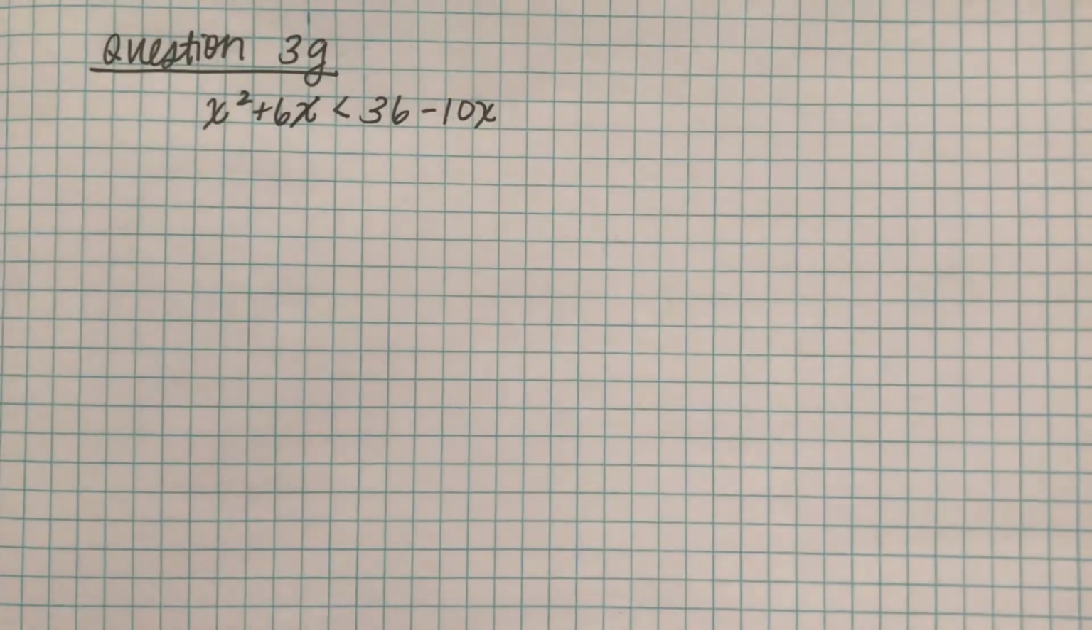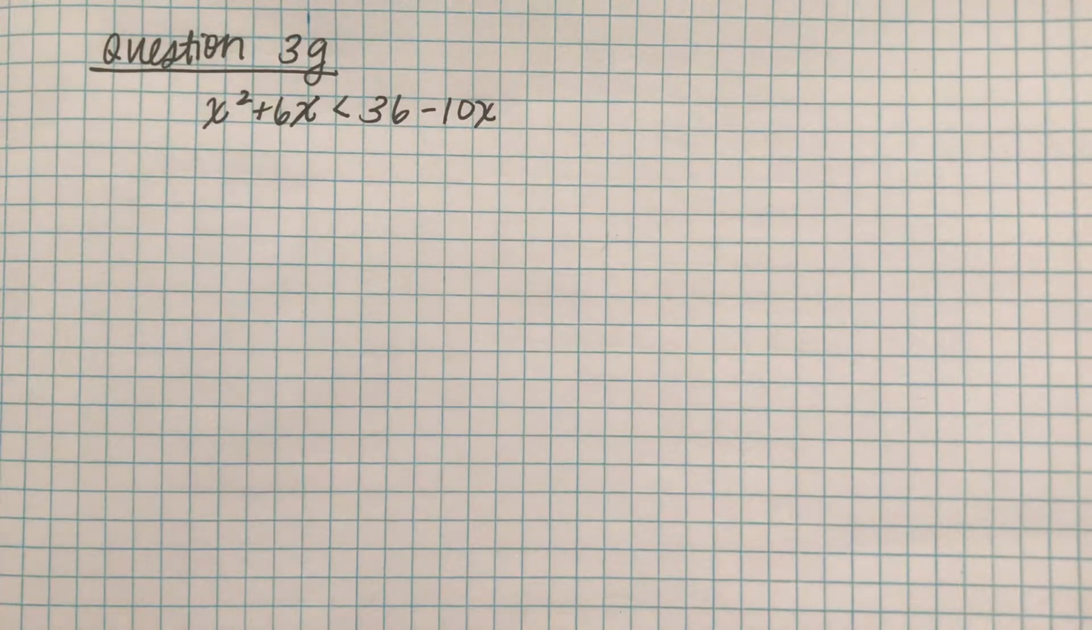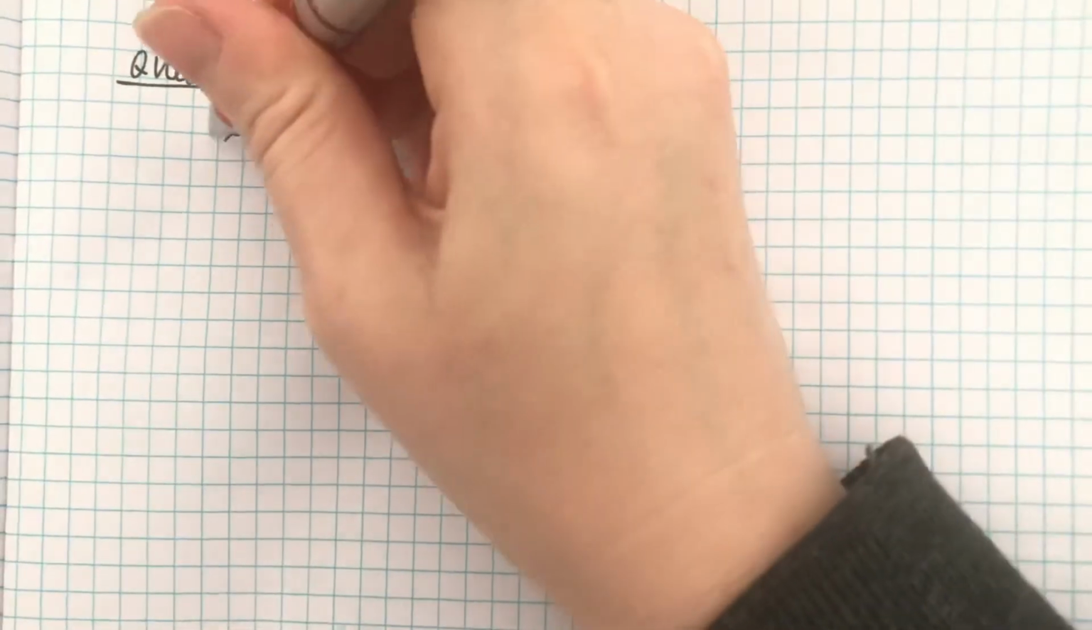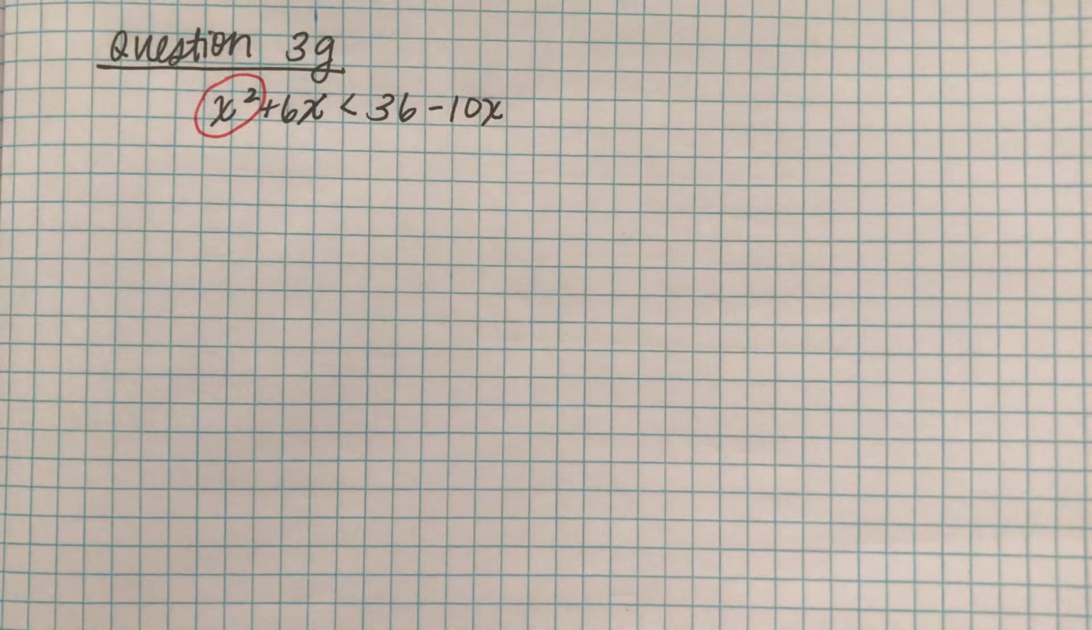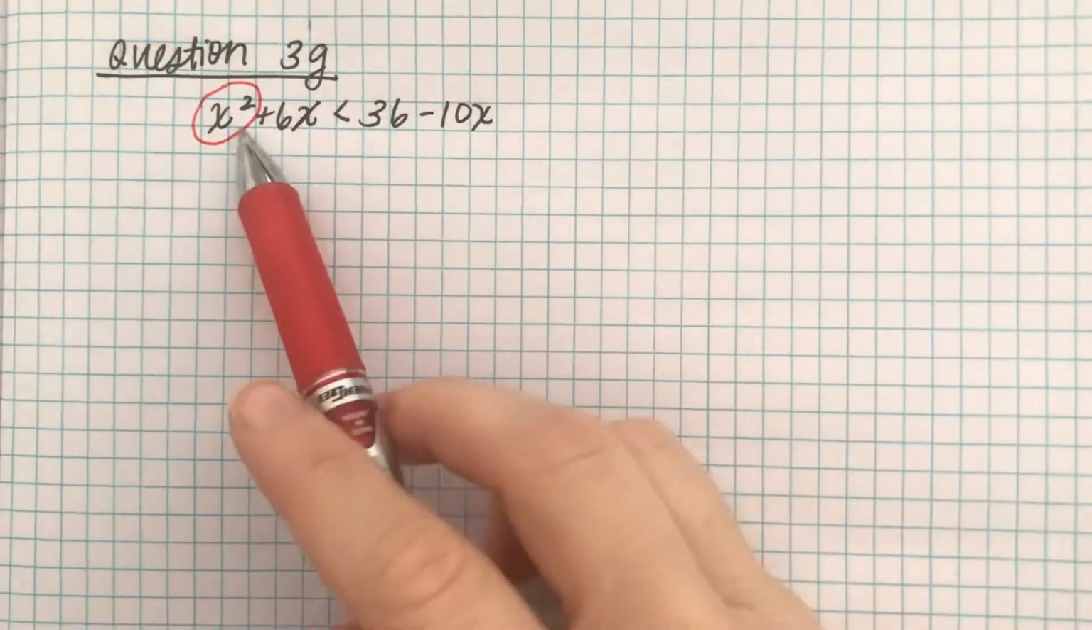Okay, so what we need to do, I want everything on one side of the inequality with 0 on the other side. I usually choose to keep x squared positive. We always want x squared to be positive. That will make it easier for us to factorize later on.